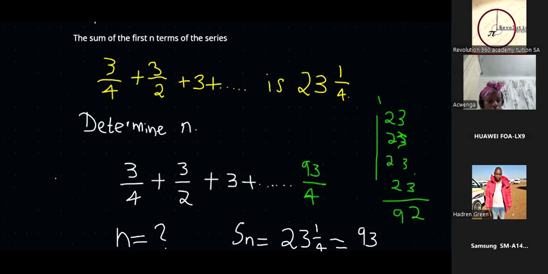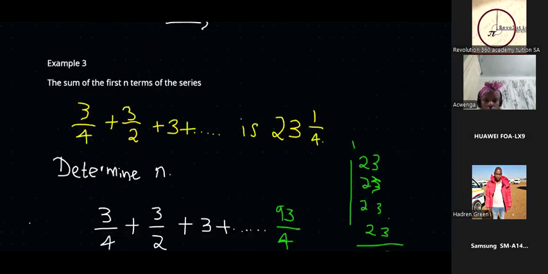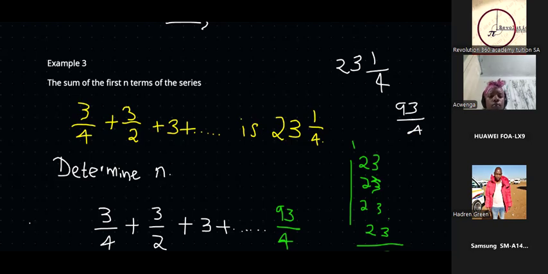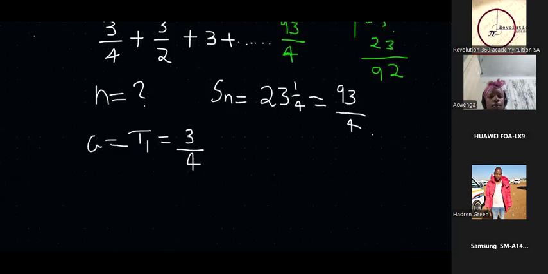Or if you don't know that, you can do it like this. You have 23 and 1/4. I was taught in lower grade that you say 4 times 23 plus 1, then you divide by 4. So 4 times 23 is 92, plus 1, it gives you 93. And then you divide by this denominator, which is 4. So that's how I got it. Understand? Thank you, sir. Okay.